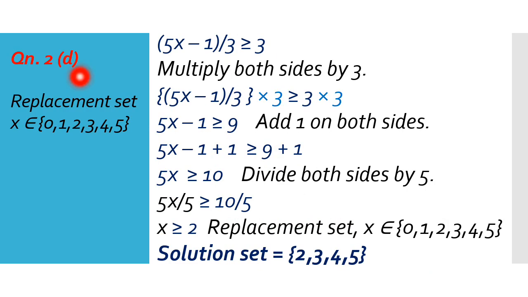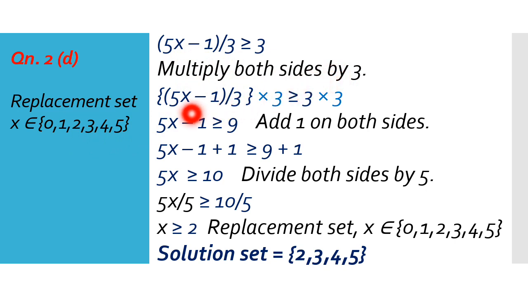This one is question number 2, bit D. The rest of the bits of question number 1 you can solve on your own. For question 2, bit D, we have 5x minus 1 whole divided by 3 is greater than or equal to 3, and we have a replacement set 0, 1, 2, 3, 4, 5. Here this 3 is dividing 5x minus 1 whole, so we'll multiply both sides by 3.